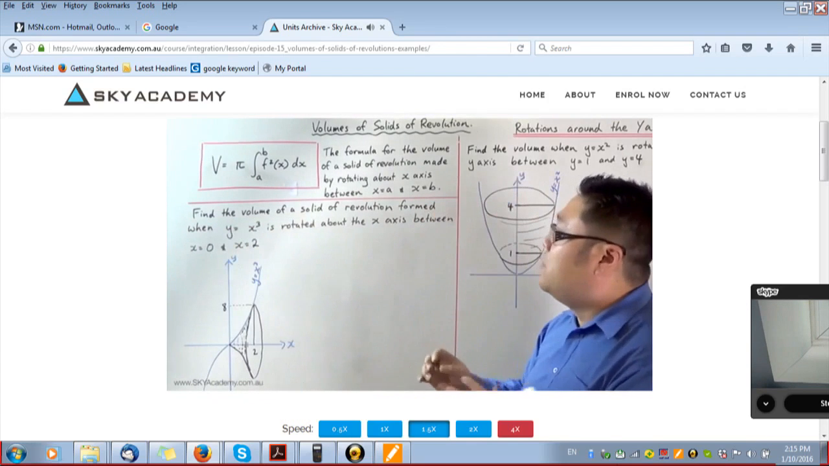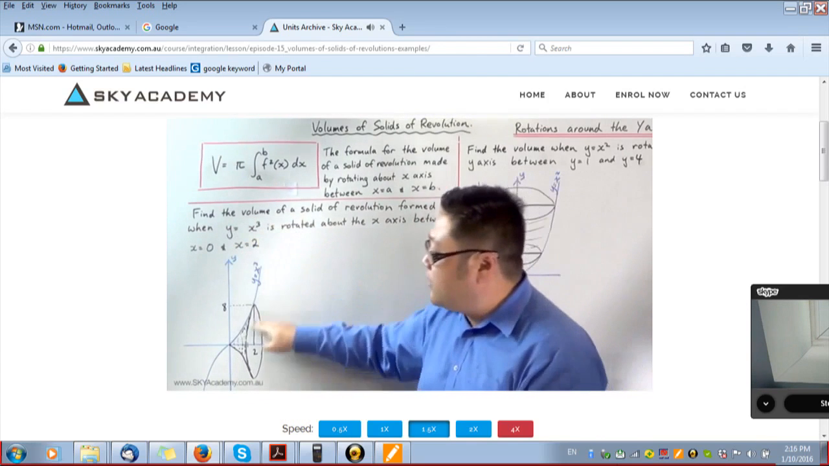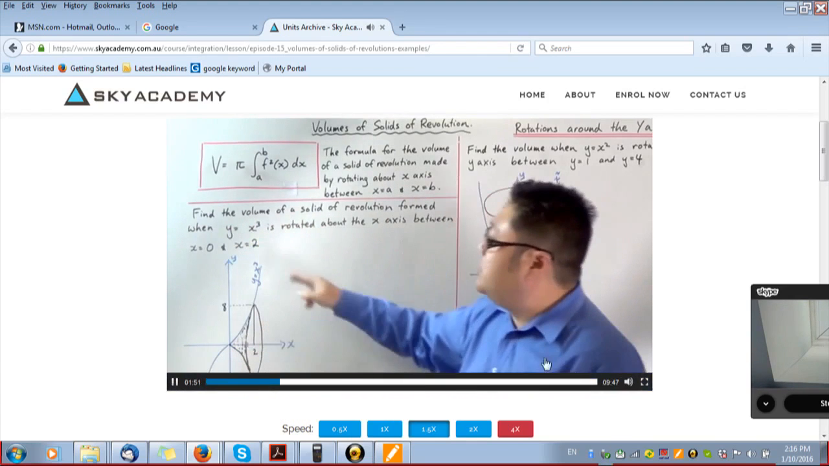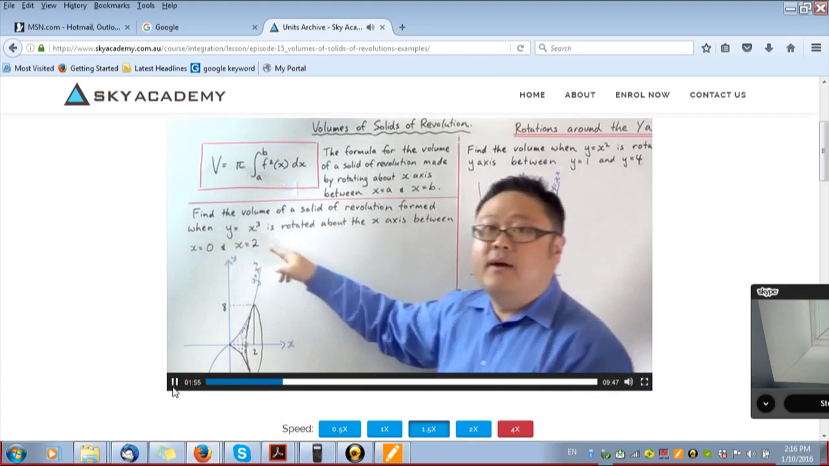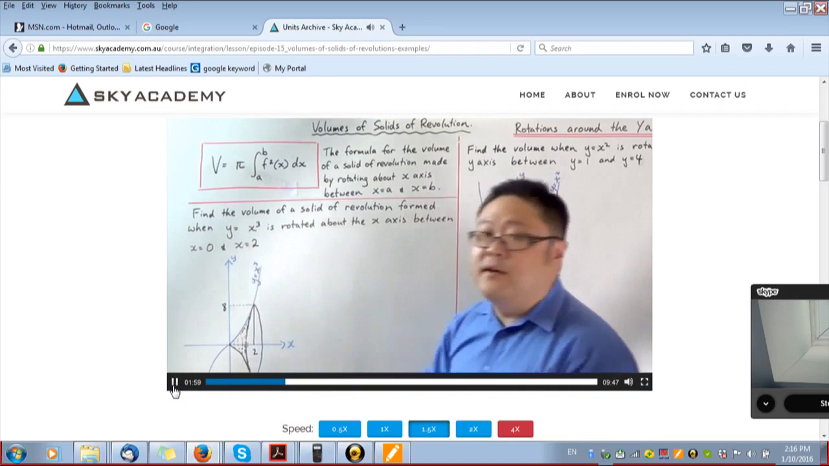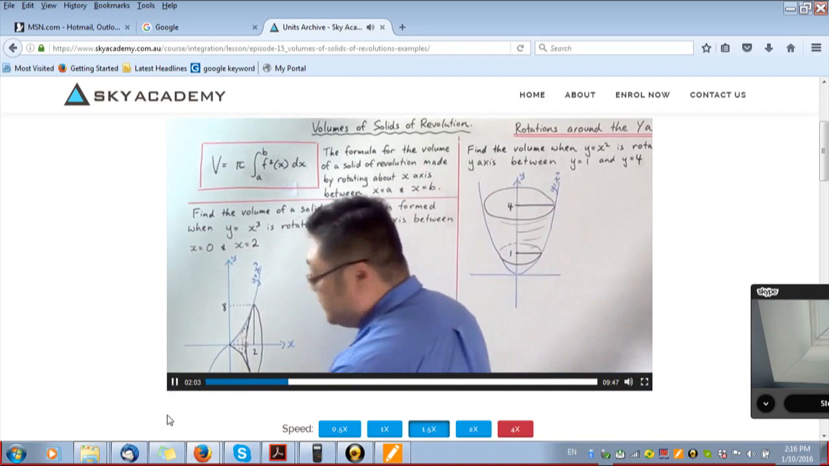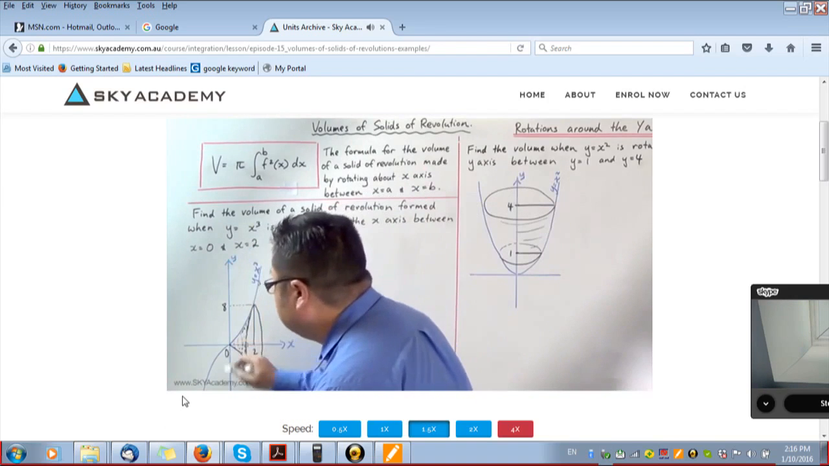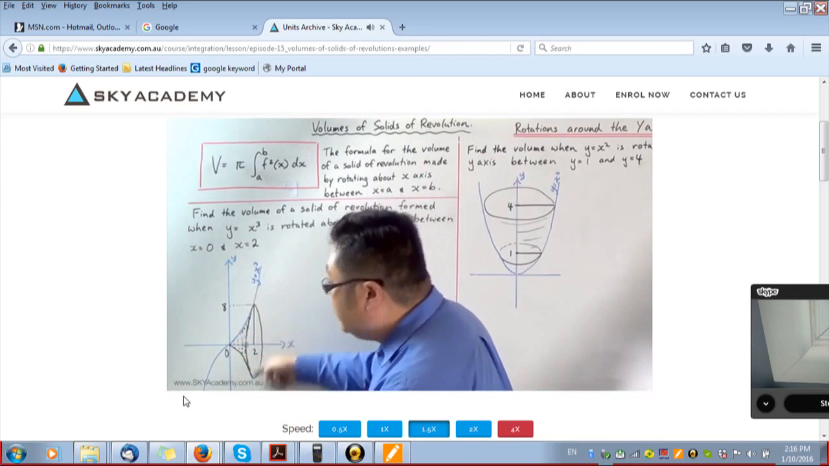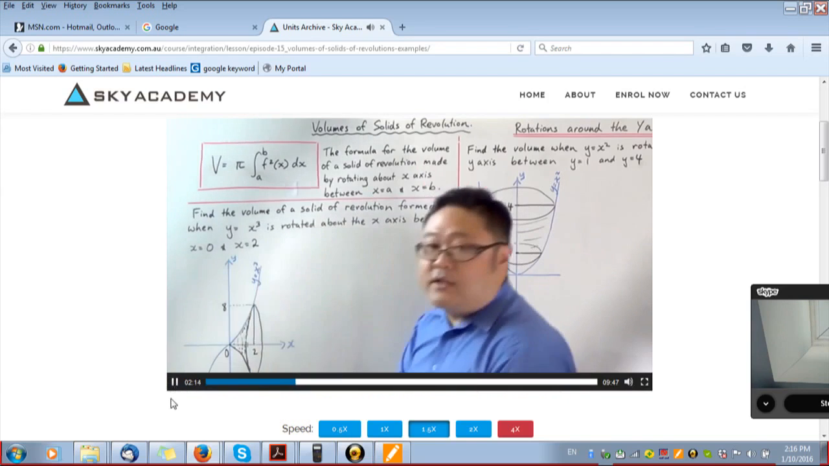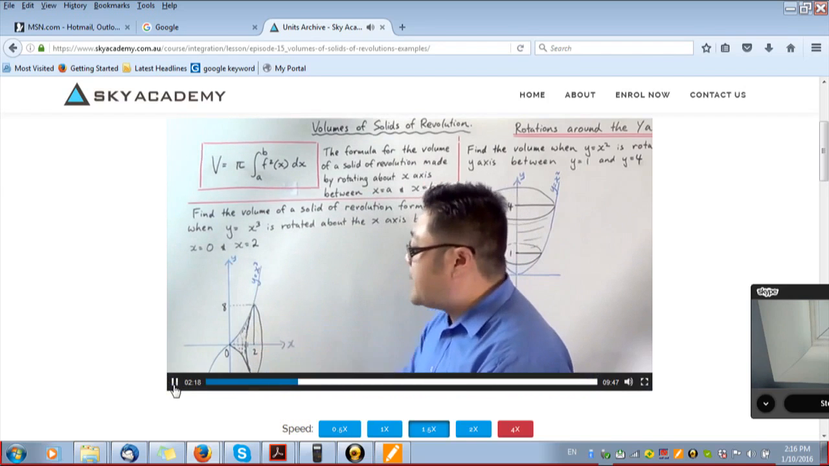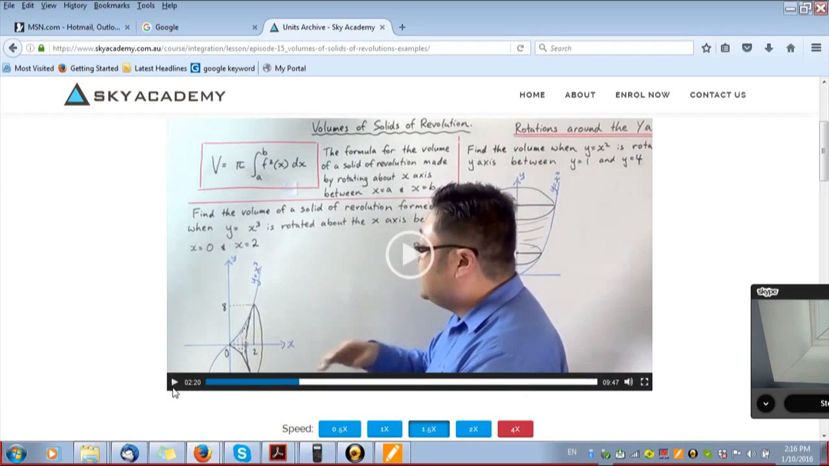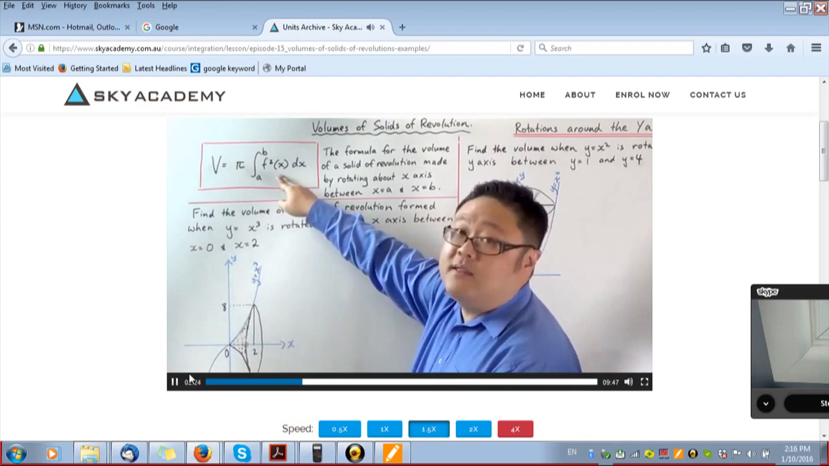Find the volume of the solid of revolution formed when y is equal to x cubed. So we've got the graph of y is equal to x cubed rotated about the x-axis between 0 and 2. Okay? So you see, I've actually done the work in advance. And so what we want is the function between 0 and 2, 0 here and 2 here, rotated around the x-axis. So it's going to look like the bell of a trumpet. Okay, do you see that? Now, Rebecca, if there's anything that you want me to slow down or repeat or go back, let me know, okay? So we're going to find the volume of that using this formula.